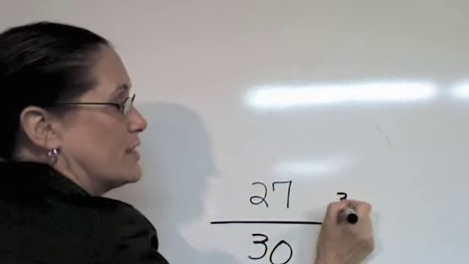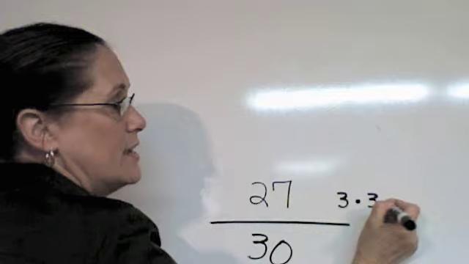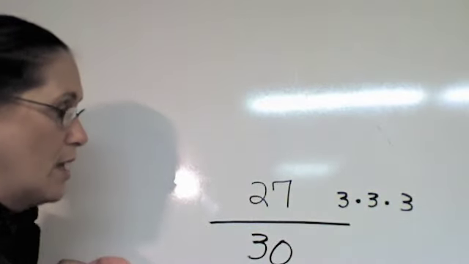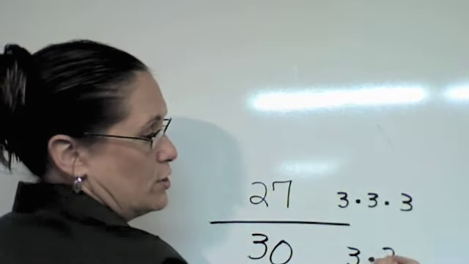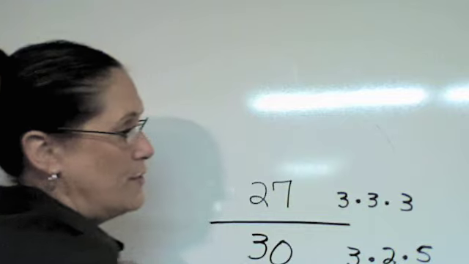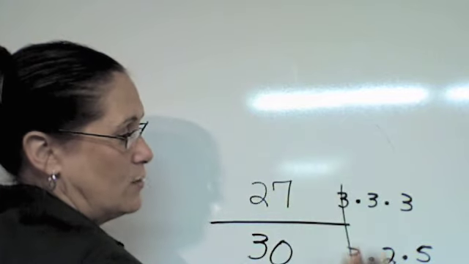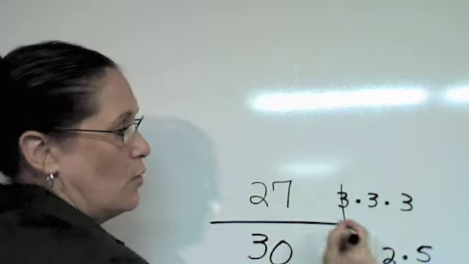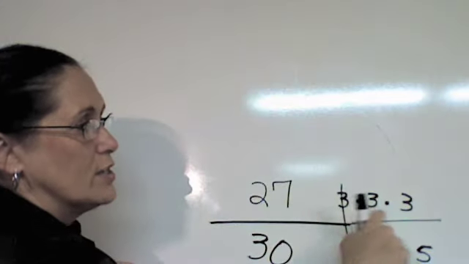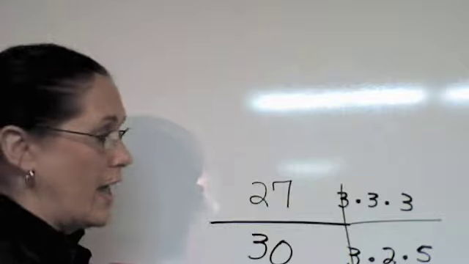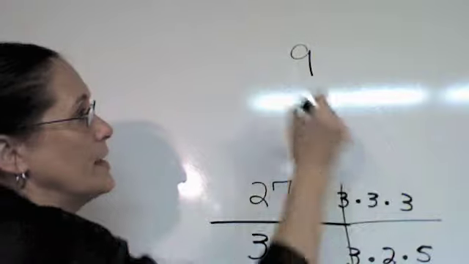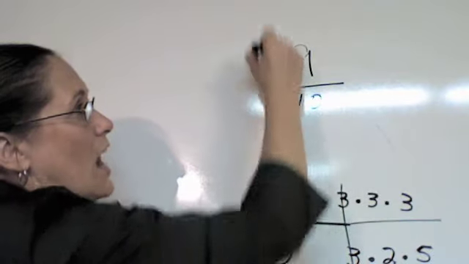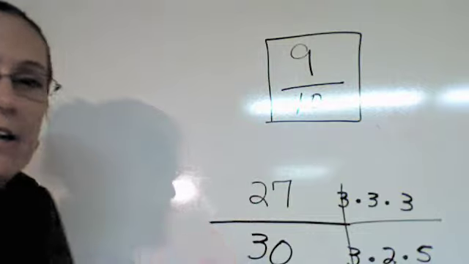27 can be rewritten as 3 times 3 times 3. 30 can be rewritten as 3 times 2 times 5. And we can kind of see what's going to cancel there. So in the numerator now, I have 9, and in the denominator I have 10. 9/10 is my final answer.